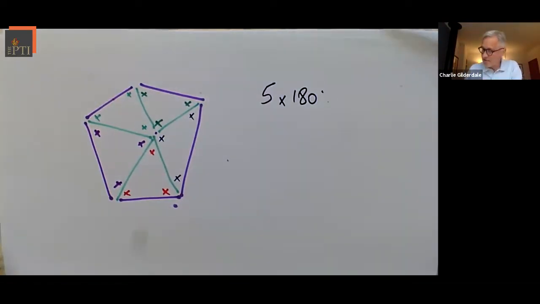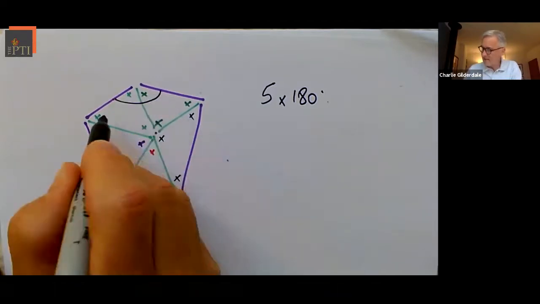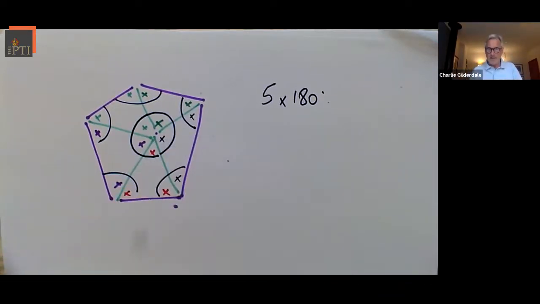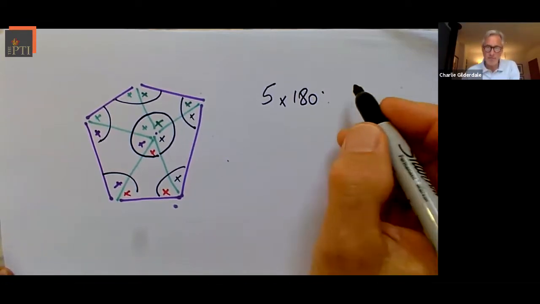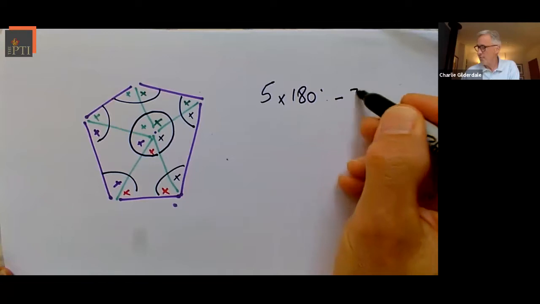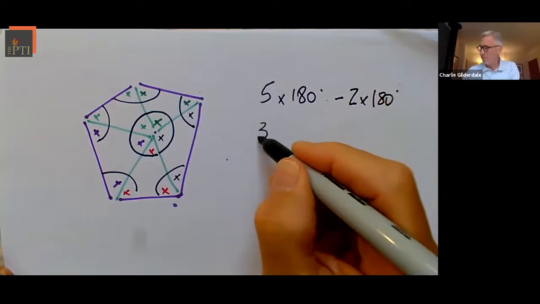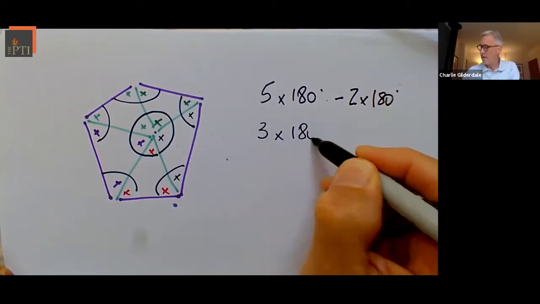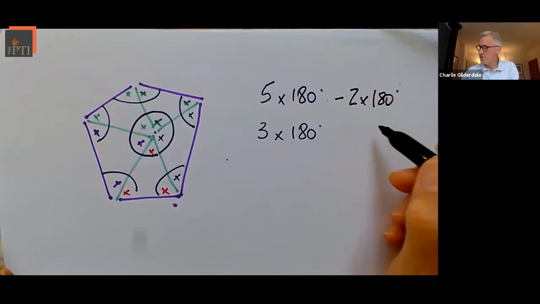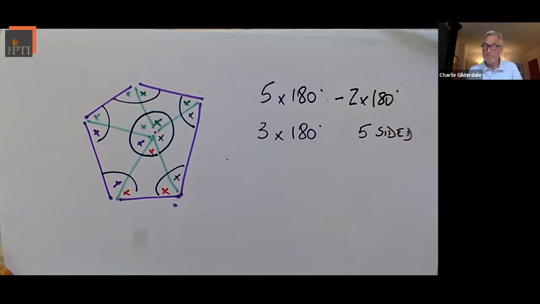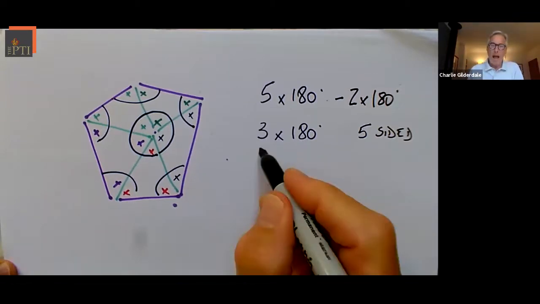But given that I'm only interested in the angles in my pentagon, I've got to take away these angles in the center that I'm not interested in, which come to 360 degrees, or 2 lots of 180. And so I end up with 3 lots of 180 degrees when I've got a 5-sided polygon. And just like before, if this was a regular polygon, each of the angles would be the same, so I'd have to divide by 5.